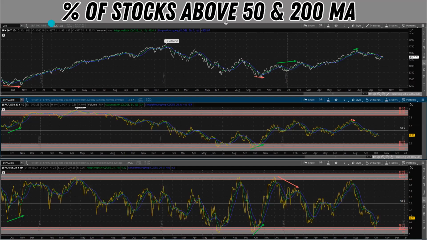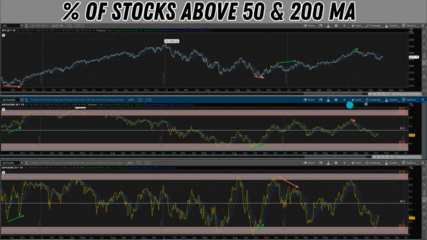So here we have our percentage of stocks above their 50-day and 200-day moving average, with the 200 being in the middle and the 50 being on the bottom. These can often provide buy and sell signals based on divergences. There were some divergences here, and those ended up playing out very nicely. Divergences here, those played out nicely. So I like to look for divergences as well as key levels, right?